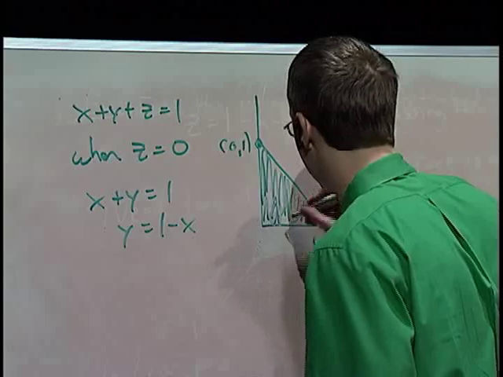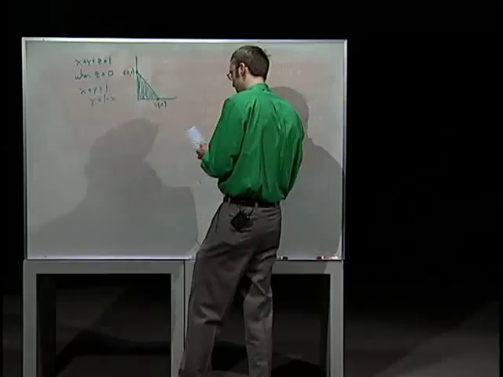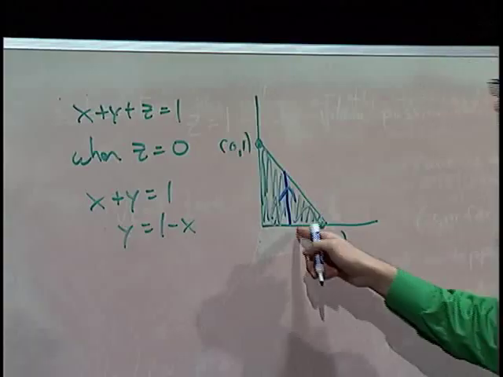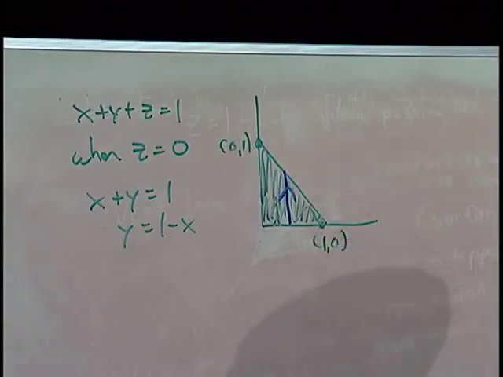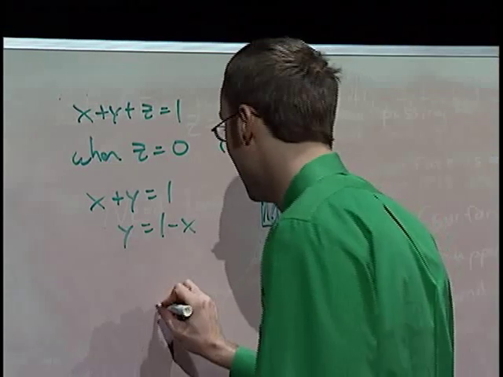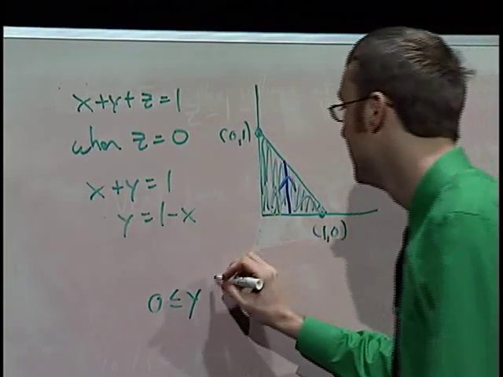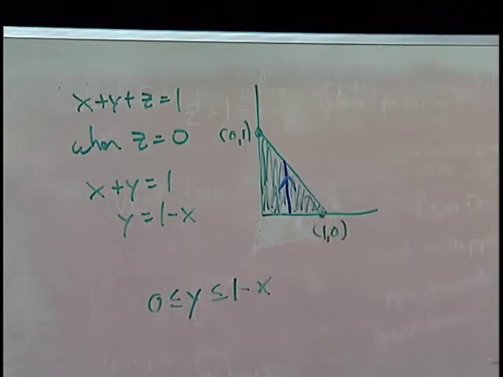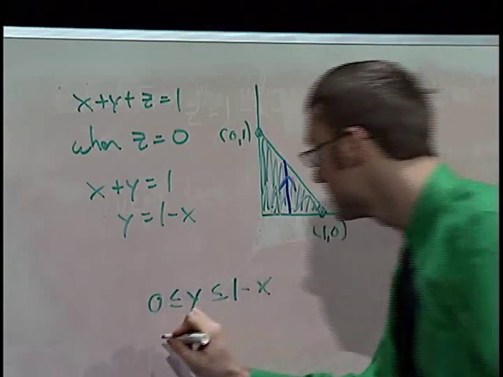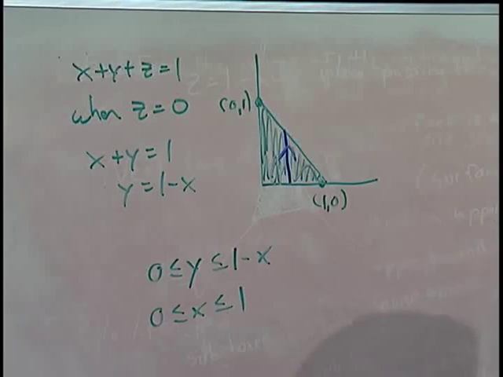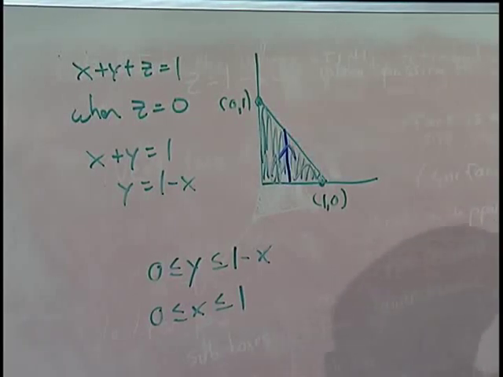We're moving from top to bottom for the y limits. There's the bottom y curve, there's the top y curve. So what is y bounded between? Well, y is between y equals 0, the x-axis, and the curve 1 minus x. And x is bounded between 0 and 1. So we have our limits. Let's do our integral.